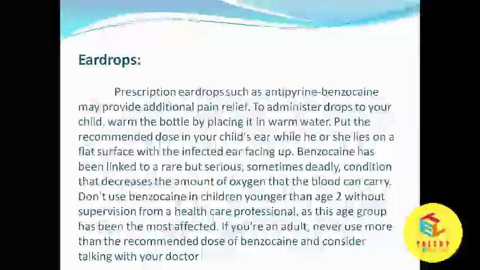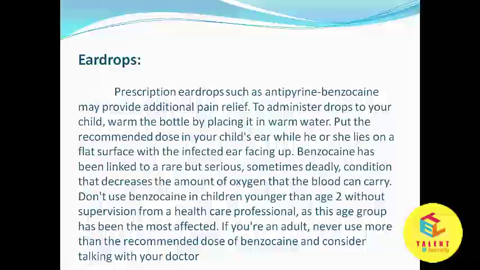Next is ear drops. Prescription ear drops such as antipyrine-benzocaine may provide additional pain relief. To administer drops to your child, warm the bottle by placing it in warm water. Put the recommended dose in your child's ear.